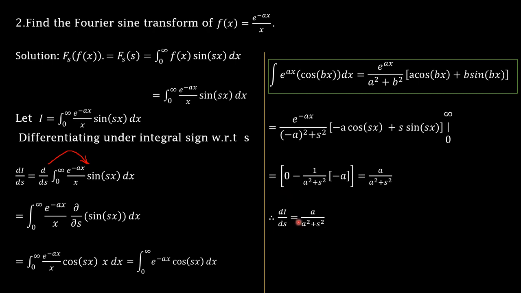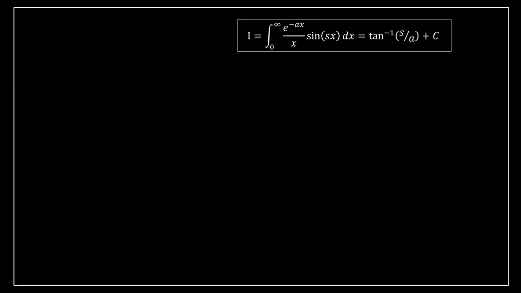Now in order to get I, that is the Fourier sine transform of the function f of x, I am going to integrate this equation by variable separable method, so that I is equal to tan inverse of s by a plus some arbitrary constant c. From the previous slide, the Fourier sine transform of the function f of x is given by tan inverse of s by a plus some arbitrary constant c.